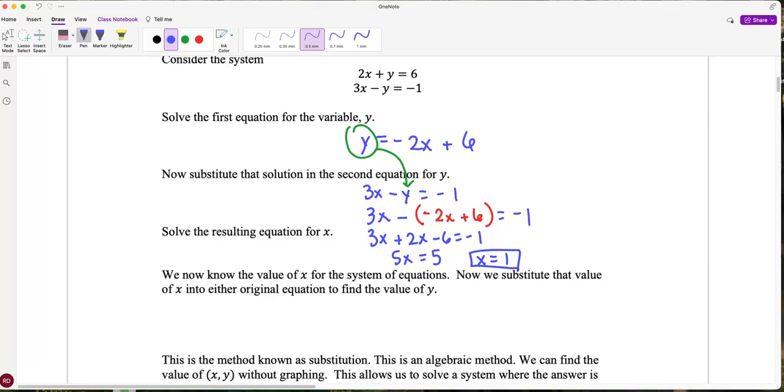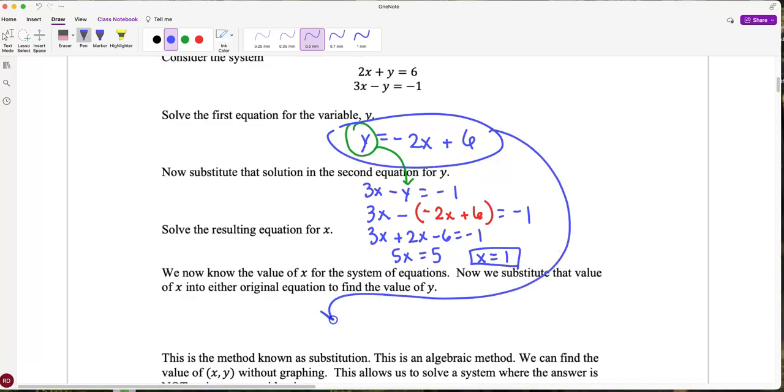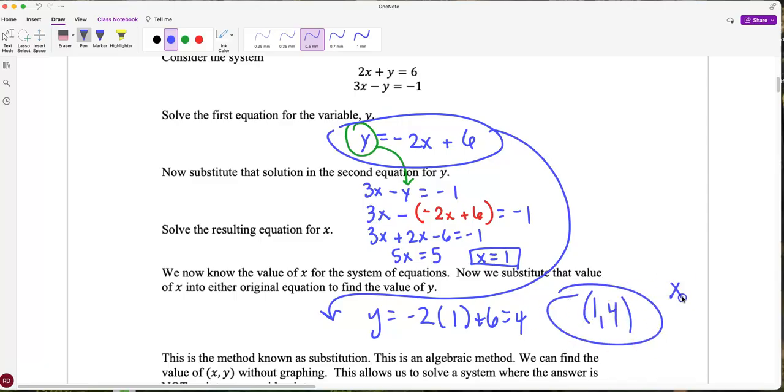To get the other half, I can substitute x equals 1 in either of the original equations. One of the easiest is the one that you've already solved for y. Let's take that equation: y equals negative 2 times x plus 6. Now that I know x is 1, y equals negative 2 plus 6, which equals 4. So my solution is (1, 4). Or you could write x equals 1, y equals 4.